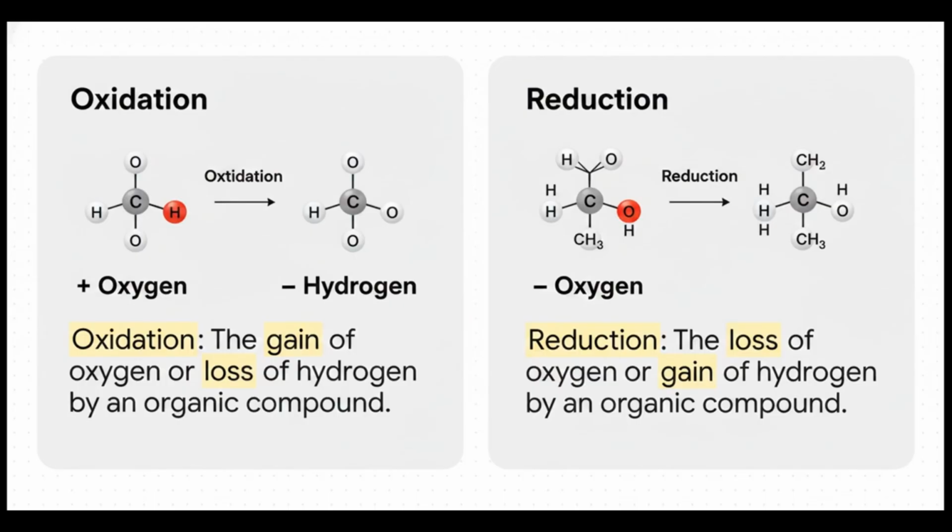Now, you might have heard some complex definitions for these, but in organic chemistry, we can keep it really simple. Just think of it like this. Oxidation is generally gaining oxygen atoms or losing hydrogen atoms, and reduction? Well, you probably guessed it. It's the exact opposite, losing oxygen or gaining hydrogen. It's really just about keeping track of the O's and H's.